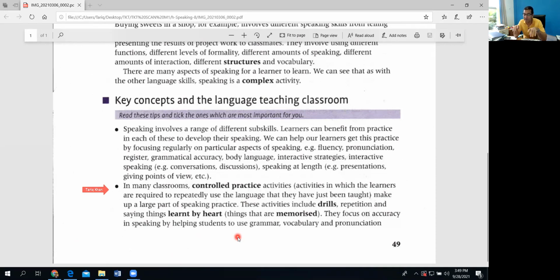Are you doing gap filling with one word? Yes. That is control practice. Are you doing multiple choice answers? Yes. Control practice. True and false? Doing. Control practice. So that's the thing which you people need to improve. You are doing a lot of things in your teaching, but what's the appropriate term for that?